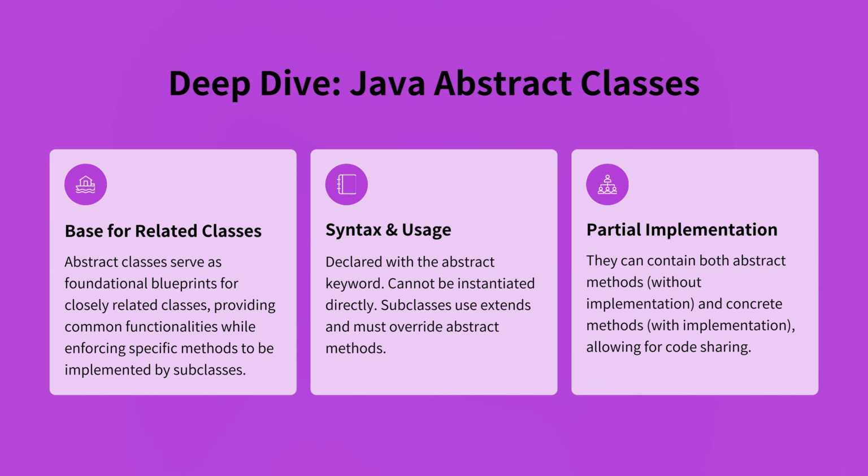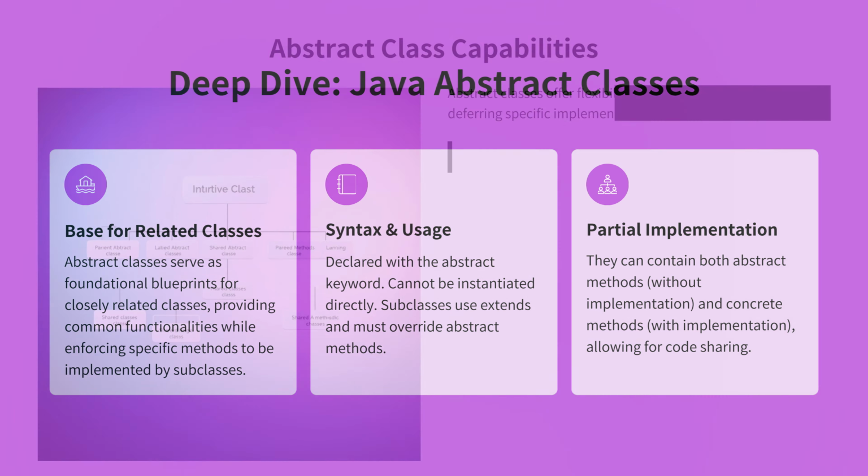Deep dive: Java abstract classes. Base for related classes, syntax and usage. Partial implementation. Abstract classes serve as foundational blueprints for closely related classes, providing common functionalities while enforcing specific methods to be implemented by subclasses. Declared with the abstract keyword. Cannot be instantiated directly. Subclasses use extends and must override abstract methods. They can contain both abstract methods, without implementation, and concrete methods, with implementation, allowing for code sharing.